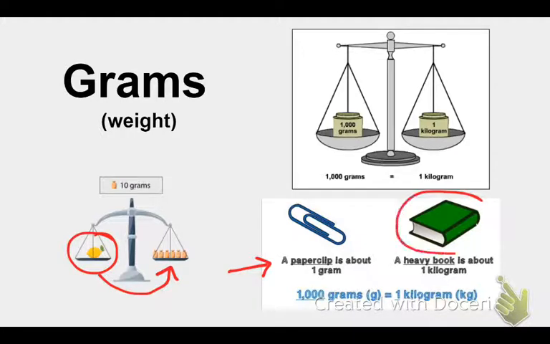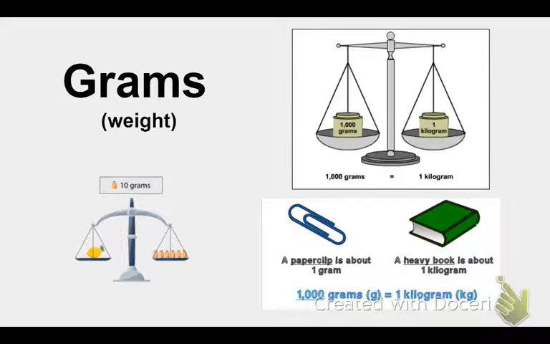And a book, a heavy book, as they underline. That's about a kilogram. So you kind of have an idea of what a kilogram is. A heavy book, think like a dictionary that you would pick up. That would be about a kilogram. A paper clip, that's about a gram. So when we say something is 200 grams, that's like 200 paper clips, right? It's less than a book. Okay? So just to give you an idea as far as how much that really weighs.